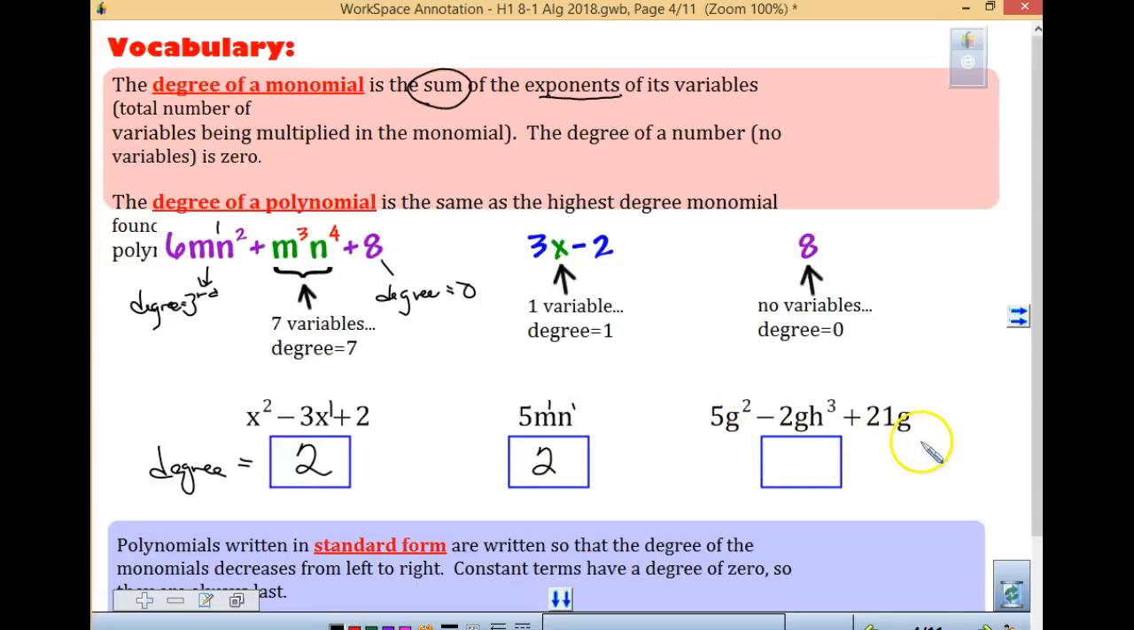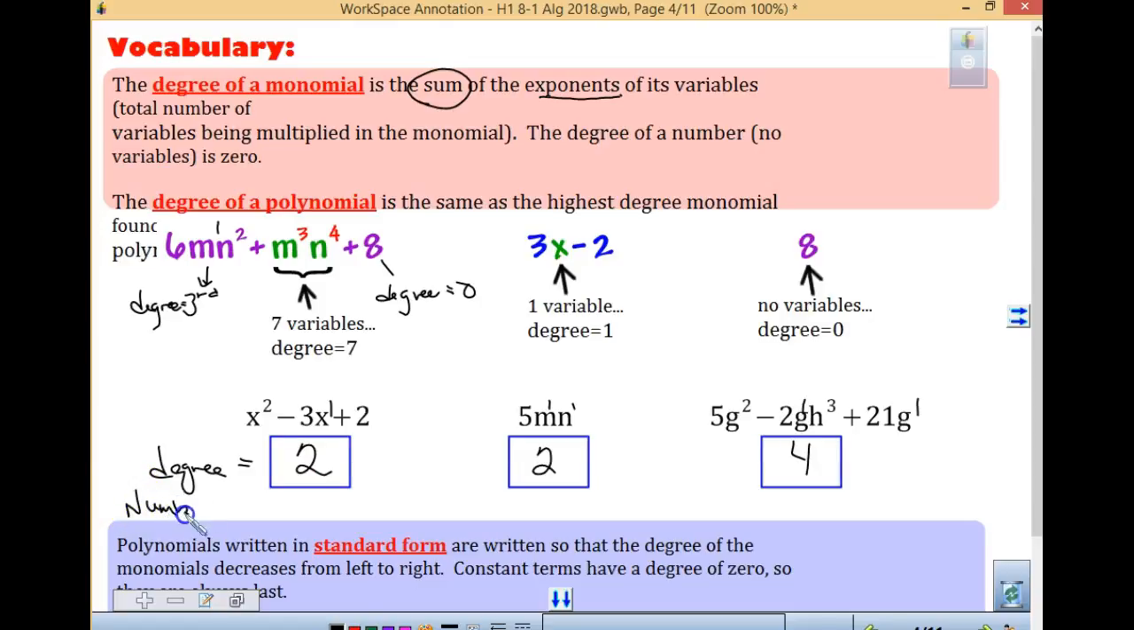If I am looking at this one, the first one is 2, right? What is this g? What power? 1, and h to the 3, and then g to the 1. So what's my highest degree? 4.